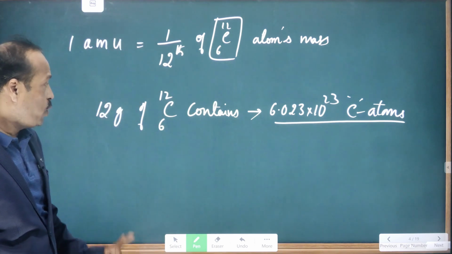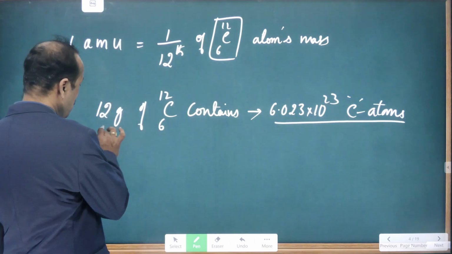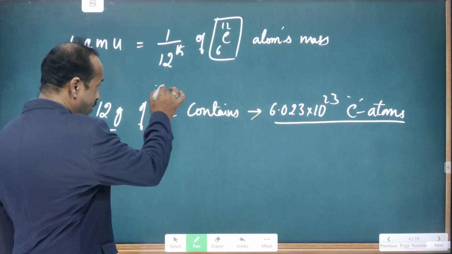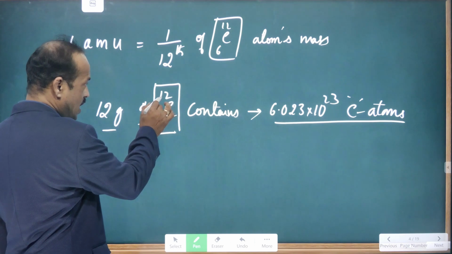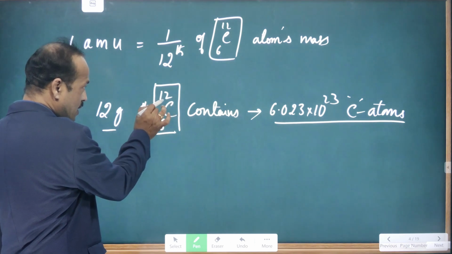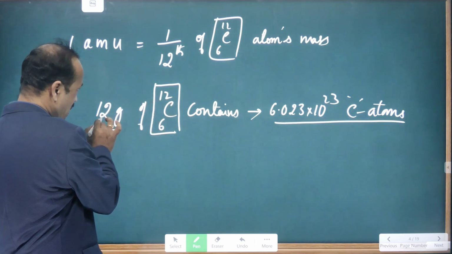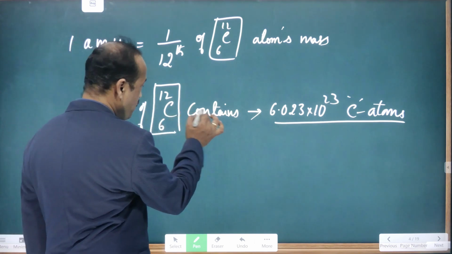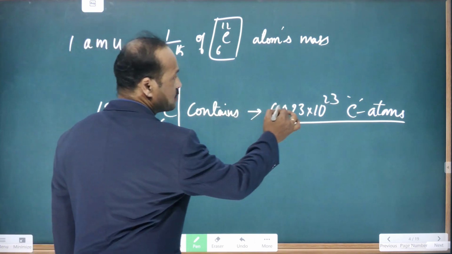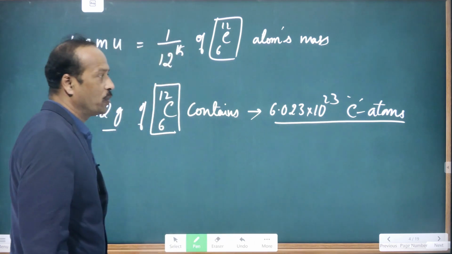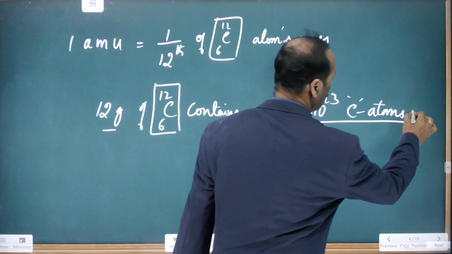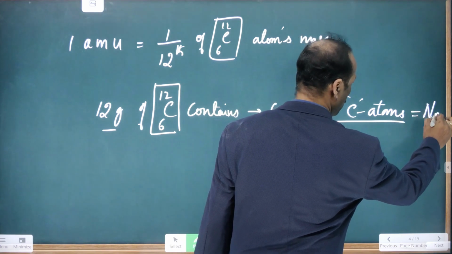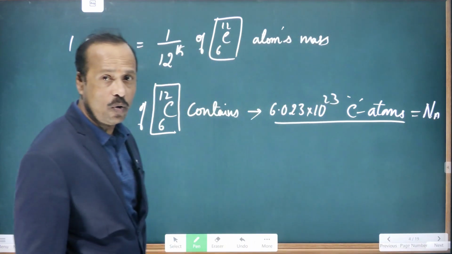Now, for example, here 12 grams. If you see the carbon, the mass number or atomic mass of the carbon is 12. So 12 is the mass number. So 12 grams of carbon contains 6.023 into 10 to the power of 23 carbon atoms, right? Which is equal to Avogadro's number, which is equal to 1 mole.